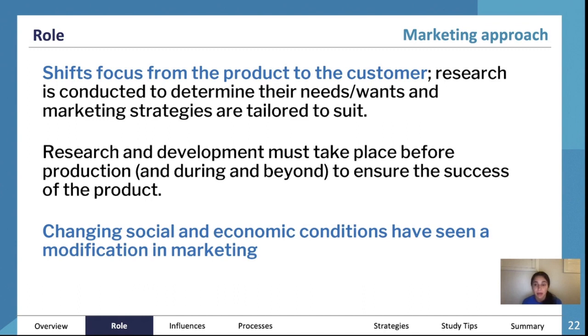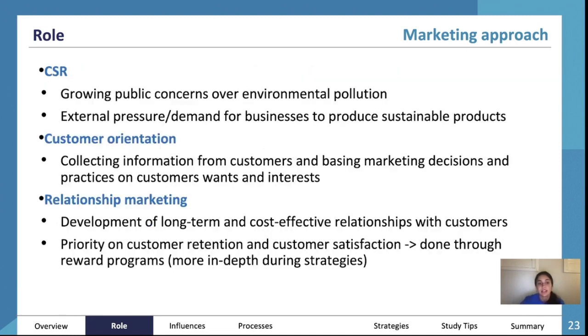But in the marketing approach, they are researching, they're doing focus groups, they're speaking to different people, they're doing surveys, they're doing different tests to figure out what customers actually want, and then they're using strategies that are suited to the customers to sell to them. So the marketing approach is massive on the customers. Research and development must take place before production and during and beyond to ensure the success of the product. And this has all been influenced by changing social and economic conditions.